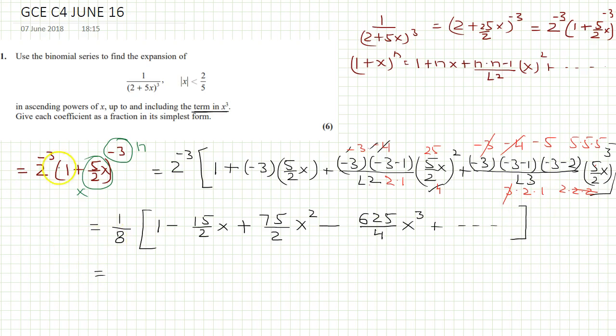So now we multiply each term by 1 over 8. It is 1 over 8 minus 15 over 8 times 2, which is 16, x, plus 75 over, again 8 times 2, which is 16, x squared, minus 625 over 8 times 4, which is 32, x cubed, plus... Don't worry about the remaining terms, because we need up to and including x cubed. So this is the answer.